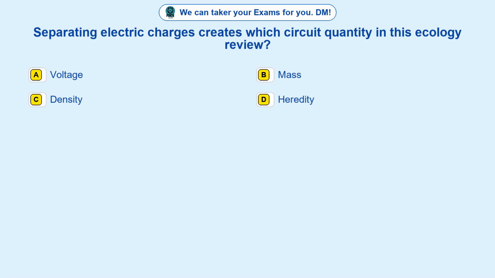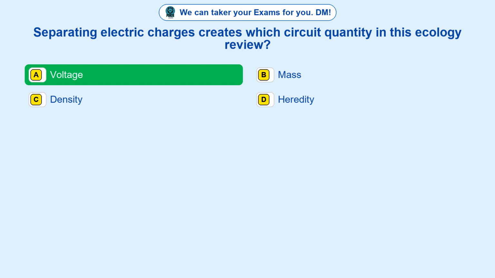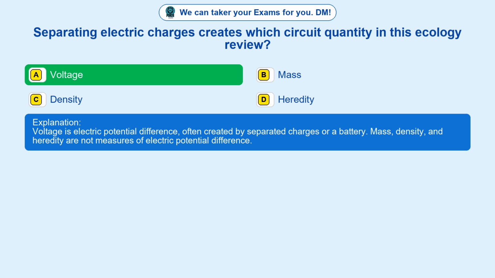Question 70. Separating electric charges creates which circuit quantity in this ecology review? Option A, voltage. Option B, mass. Option C, density. Option D, heredity. The correct answer is option A, voltage. Voltage is electric potential difference, often created by separated charges or a battery. Mass, density, and heredity are not measures of electric potential difference.